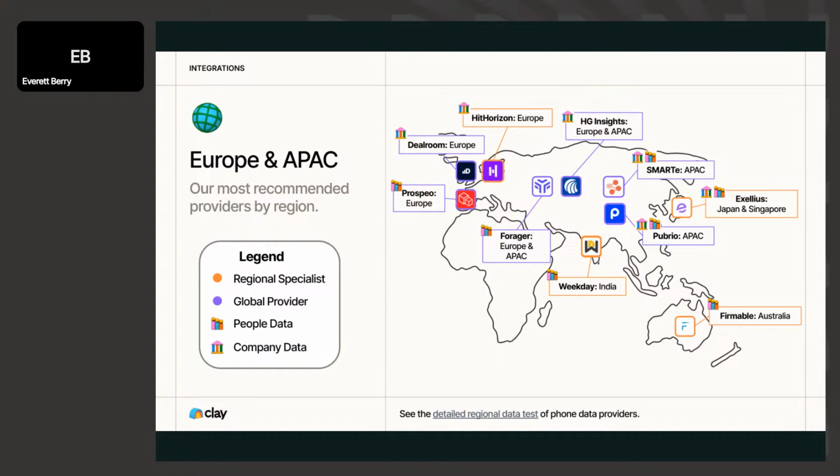And if you're already able to prospect in one region and you're moving into another region, quickly being able to test and see what works in that region is a really key ability.